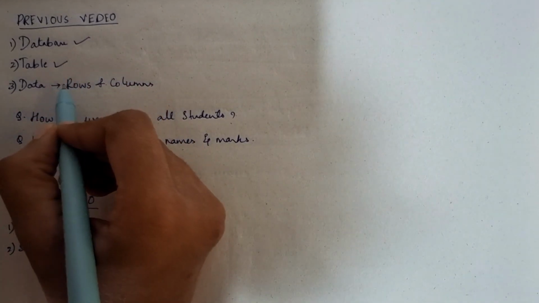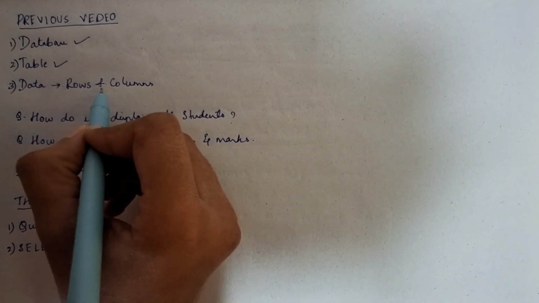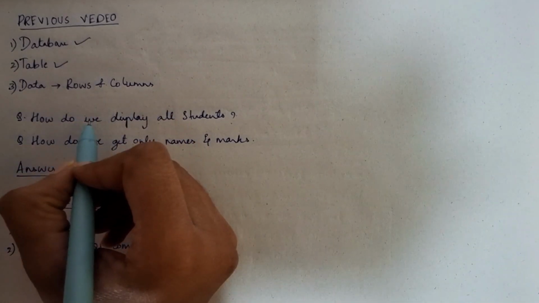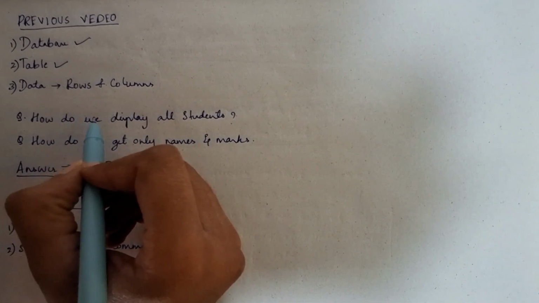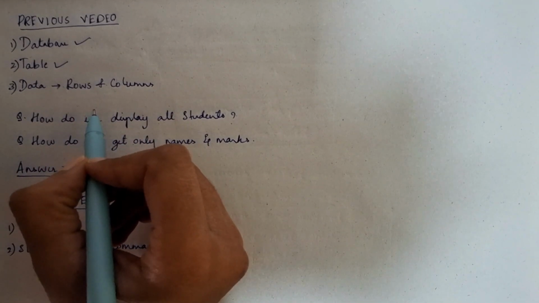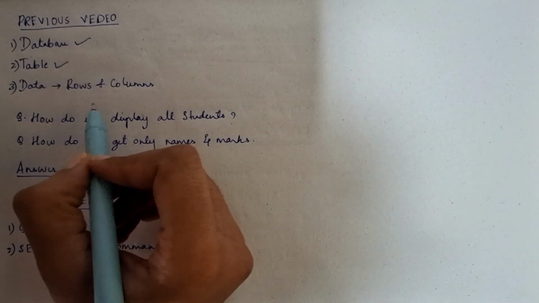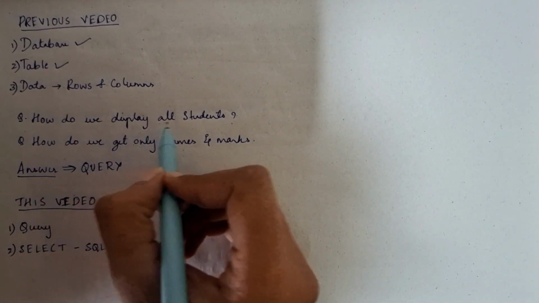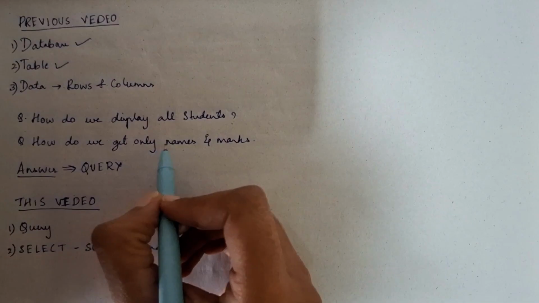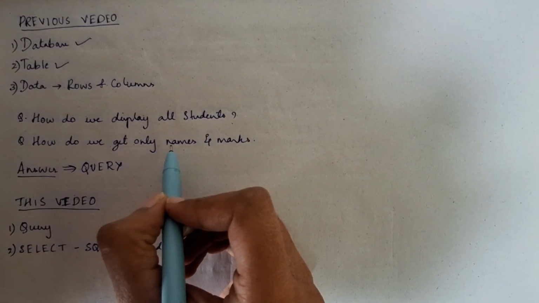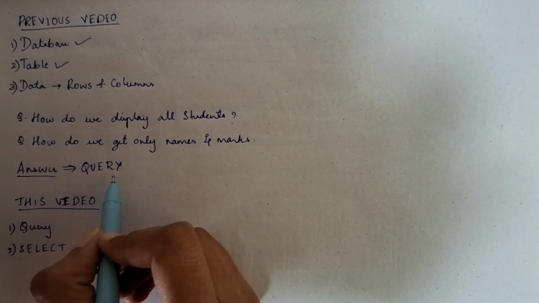We store data using rows and columns. Now a very important question comes. If data is already stored, how do we actually get the data we want? For example, how do we display all the students? How do we get only names and marks? To do this, we use something called a query.